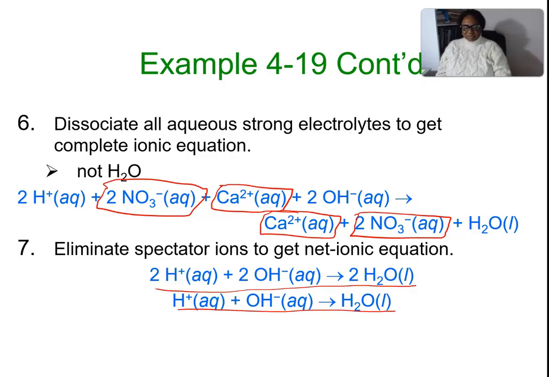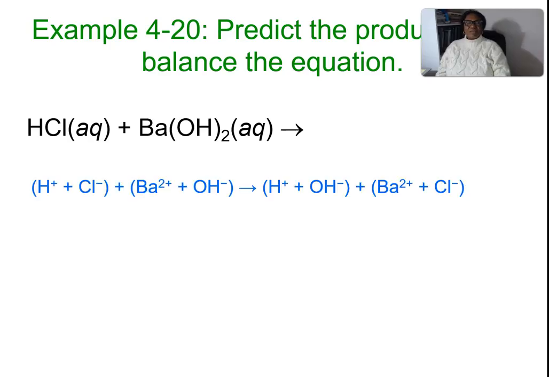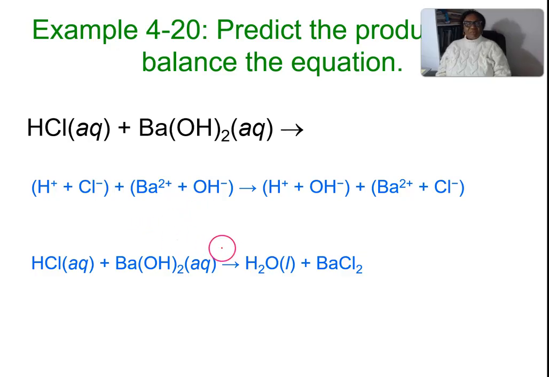Let's take another example. Predict the product and balance the equation. So we are going to break the ions and exchange them. So this is what we got from HCl and barium hydroxide, and we exchange them. That's what we got. Now we want to balance the charges and write the formula. See, this is what we got.